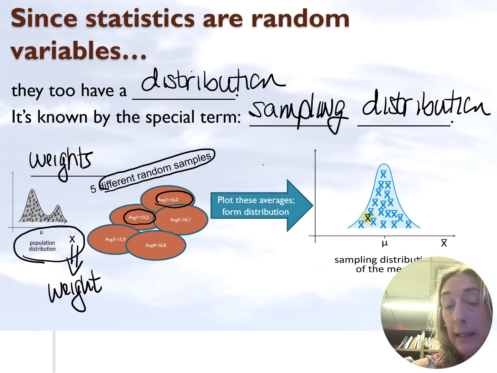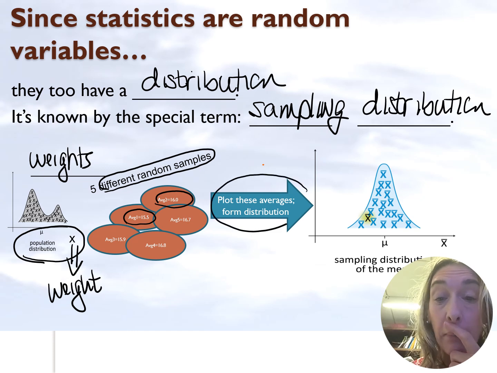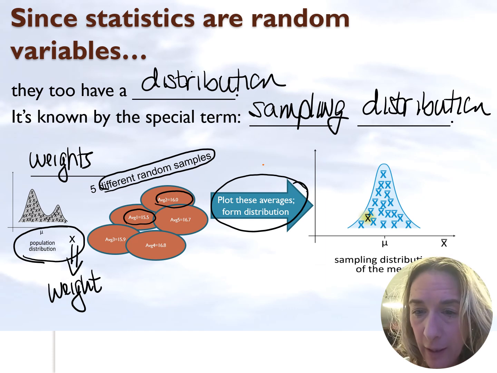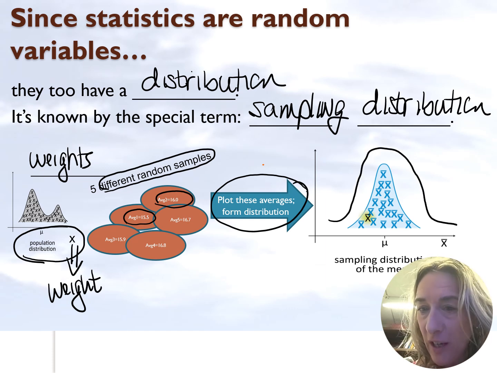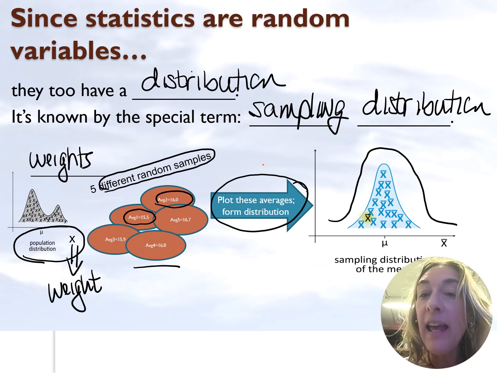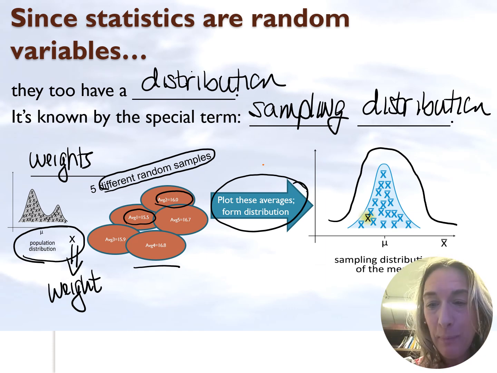Because you're taking different random samples, and the people comprising each of those samples differ, the averages are going to differ. Because those averages differ, they're random variables, so we can plot them, right? We can form a distribution of those sample averages as such. This is a distribution of the various averages that we're calculating based on these different random samples. This distribution of averages has a very special name known as the sampling distribution. And again, because it's a distribution of averages, it's actually a sampling distribution of the mean.